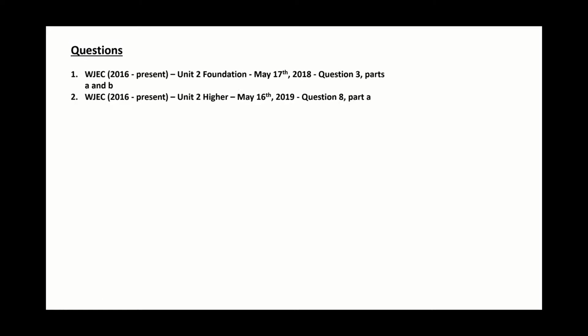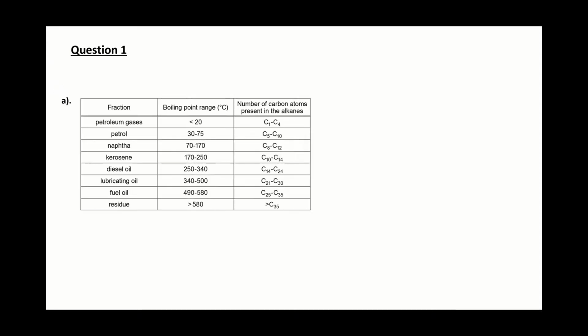Now for a couple of questions. So here I've listed what questions we're going to run through and from what exam papers I've taken them from. And so, question 1, gives us a table of crude oil fractions with their boiling points and carbon chain sizes. The first question is to name the fraction that contains hexane.